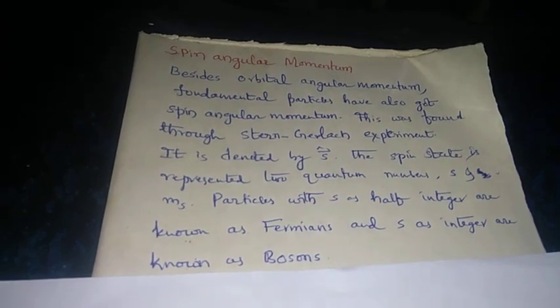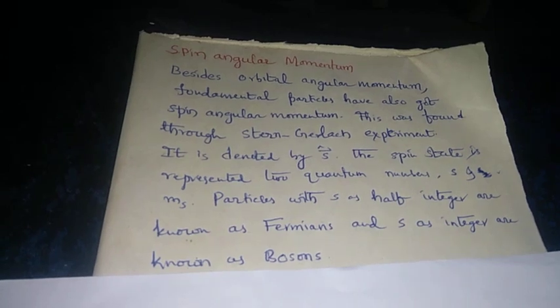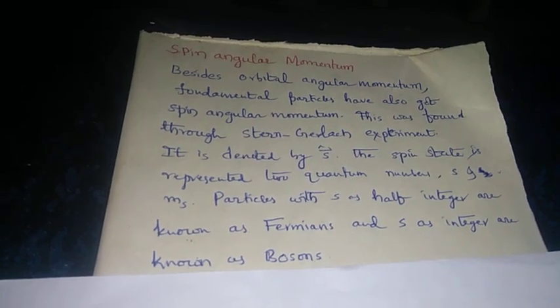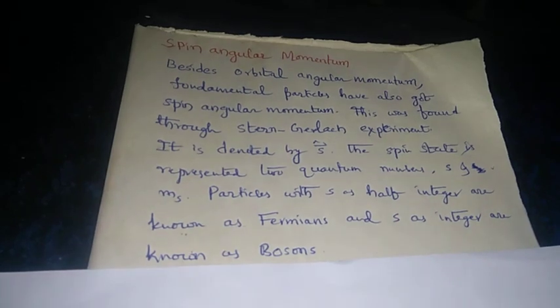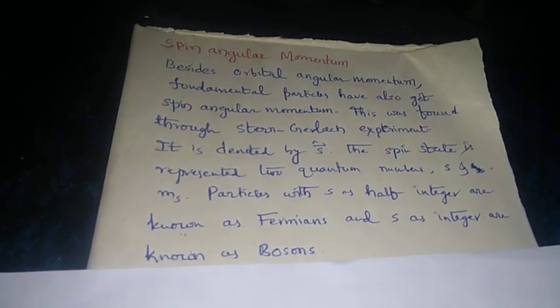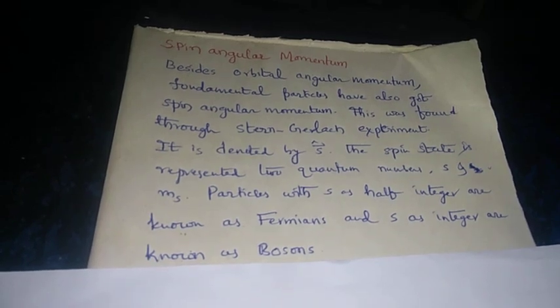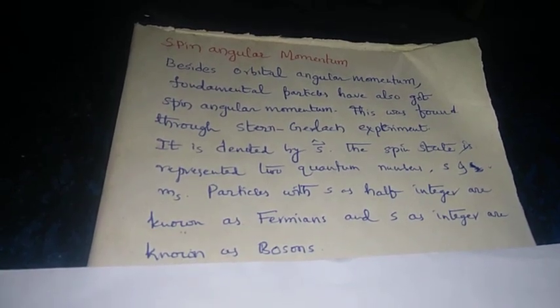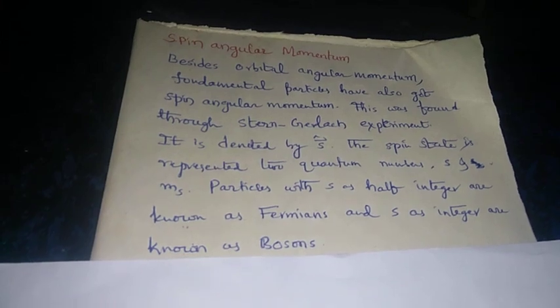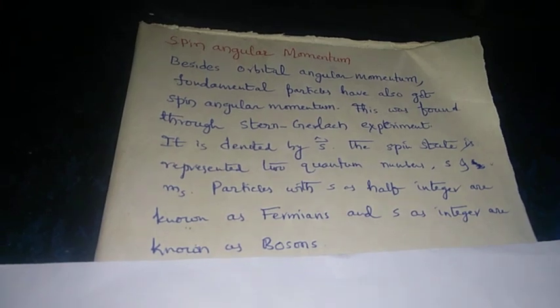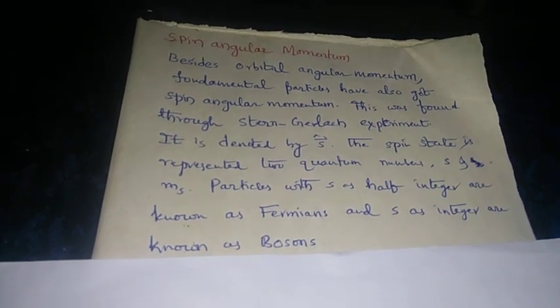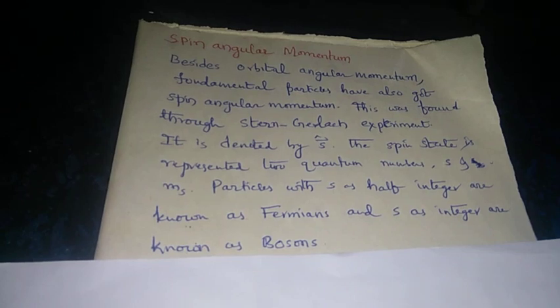The spin angular momentum is denoted as S bar with hat, and the spin state of a particle or a system is represented by two quantum numbers s and m sub s. The particles with spin as half integer are known as fermions, and the particles with s as integer are known as bosons.